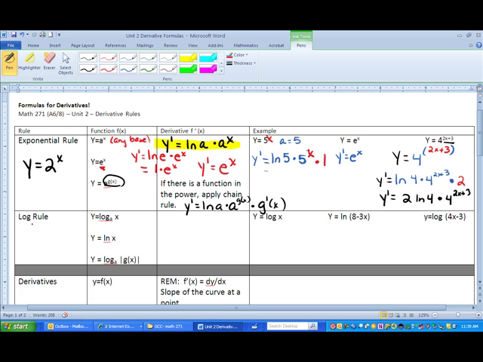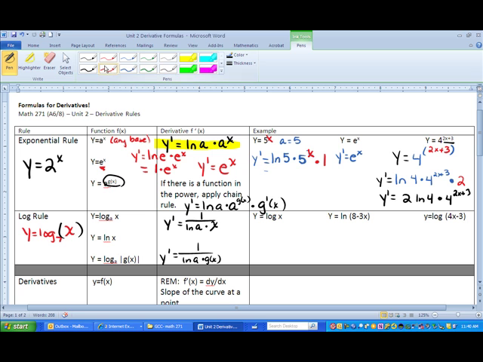Now let's talk about logs. Remember that logs are something like log base 7 of x. So that's asking 7 to what power gives me that value of x. So the basic log rule looks like this: 1 over ln of a times x, x being the value there. Again, if there was a function there, we would simply say it's 1 over the ln of a times that function, whatever that function is.